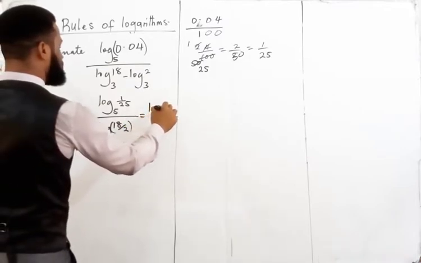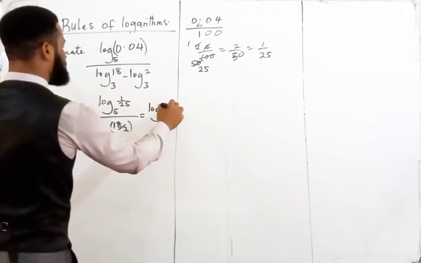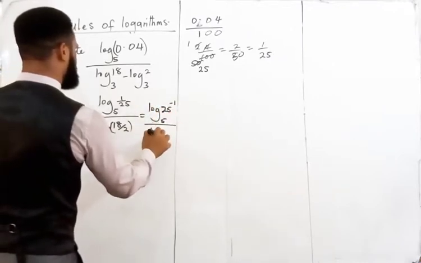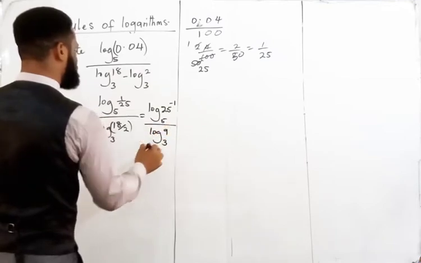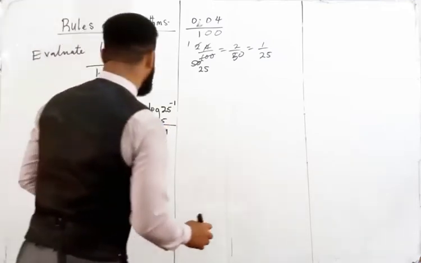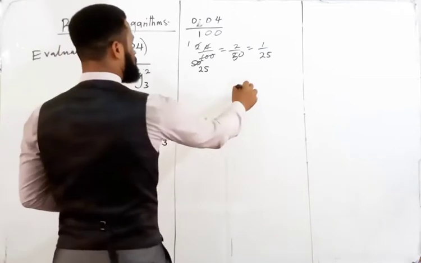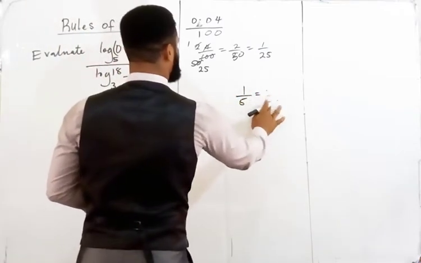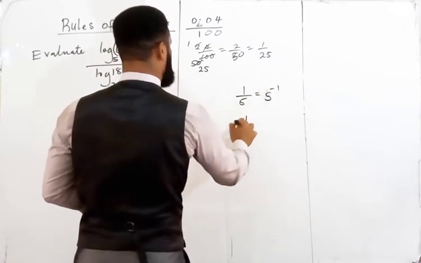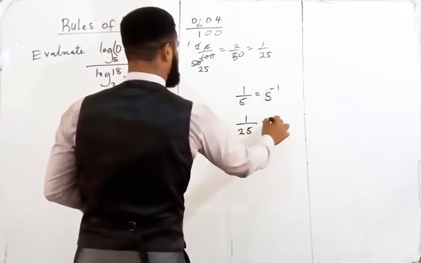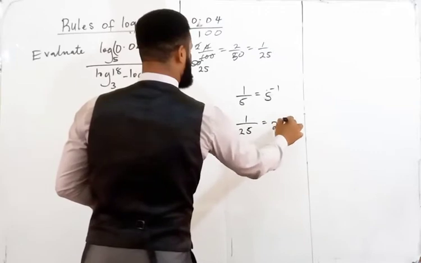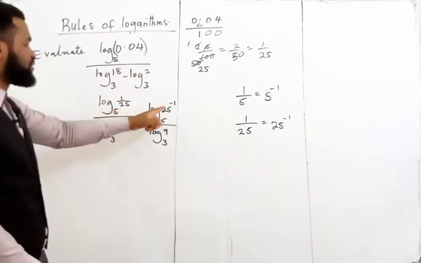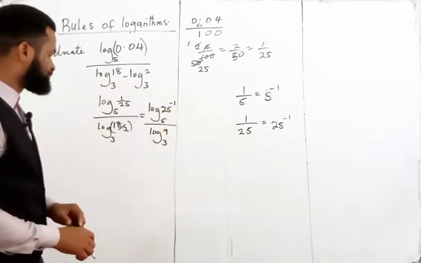This is going to be 25 raised to power 1 base 5 all over log 9 base 3. Remember this. I told you in the last class that 1 over 5 is the same as 5 raised to power minus 1. So 1 over 25 is going to be 25 raised to power minus 1. That is why I wrote 1 over 25 as 25 raised to power minus 1.